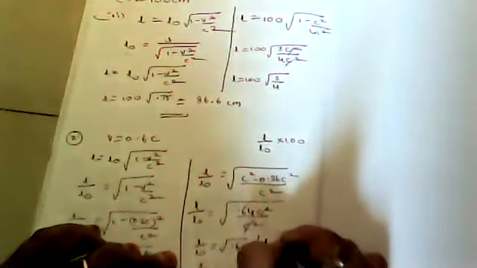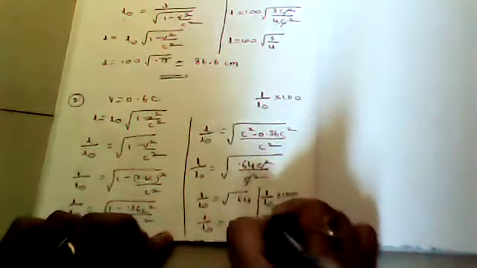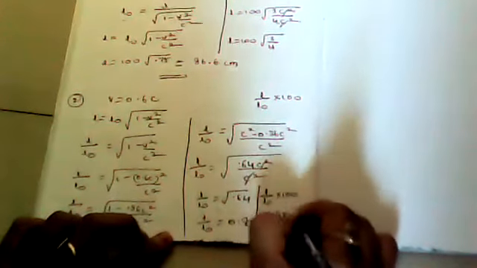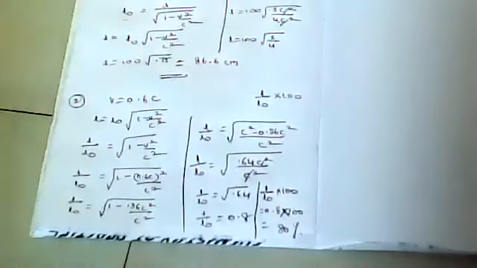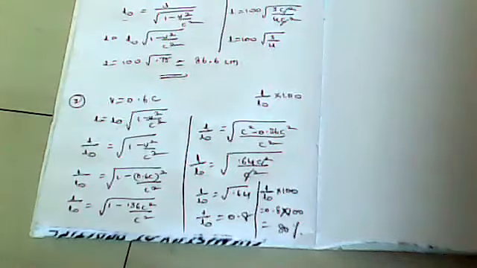What we asked, calculate the percentage, right? So to calculate the percentage, we have to do L by L naught into 100. Is it not? L by L naught into 100. That is 0.8 into 100, which is 80%. 80%. Okay. Very important problem.